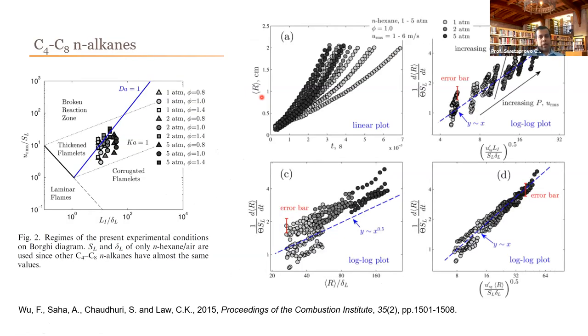Other fuels, C4 to C8 normal alkanes. Now C4 to C8 normal alkanes have kind of similar flame structures, similar laminar flame speeds, but does turbulence cause any difference? If we take all this data, this is for n-hexane, and we see that yes, indeed, n-hexane also collapses reasonably well on this definition of u' times R divided by S_L δ_L to the power 0.5, and it collapses on this Reynolds number to the power of half scaling reasonably well. Okay.